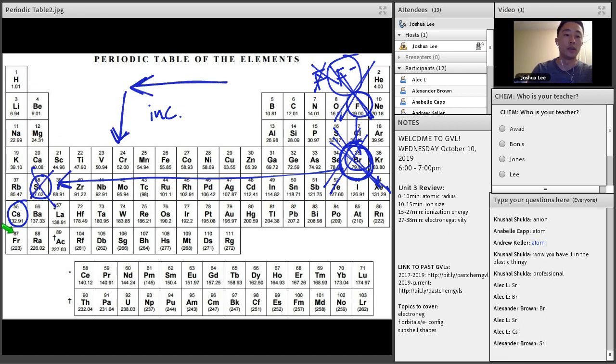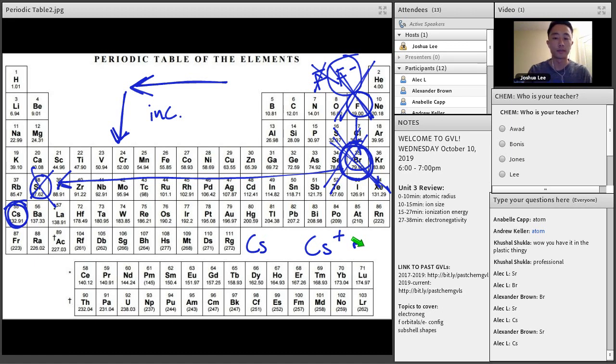So strontium. So now your only option is really between cesium and cesium ion. And in order to become a positive ion, cesium lost an electron. So that means you are losing a layer off your atom. So which one is going to be bigger, cesium or cesium ion? Cesium.